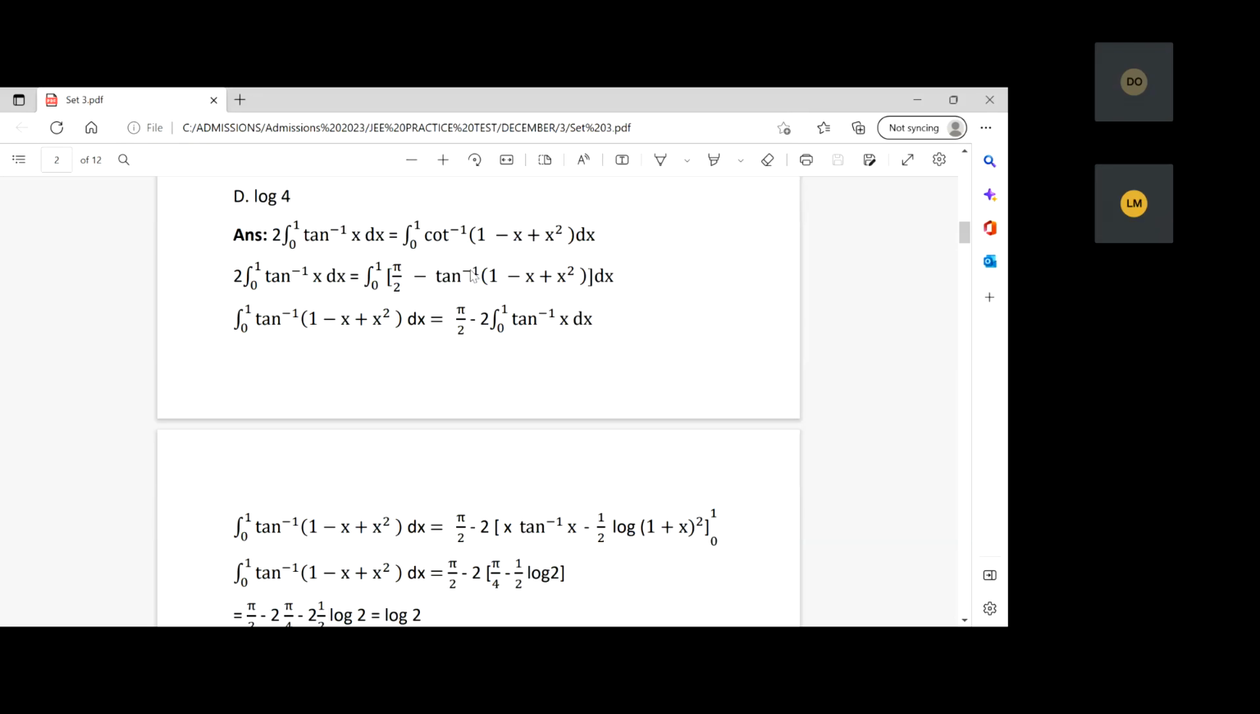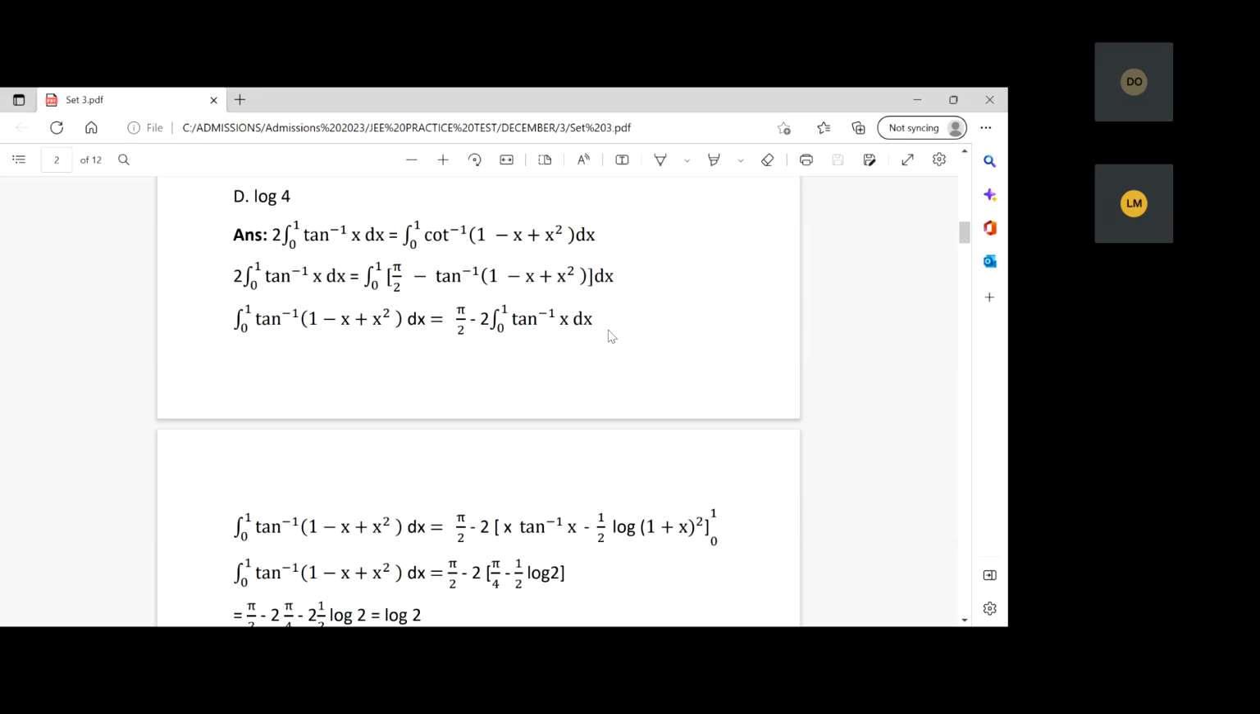You can write this as, I'm sorry, integral of 0 to 1 pi by 2 minus tan inverse of 1 minus x plus x square. So now how will you rearrange this? You can move this pi by 2 to this side. So how will this expansion look? Here it will be integral of 0 to 1 tan inverse of 1 minus x plus x square dx equal to, this side, pi by 2 minus 2 into integral of 0 to 1 tan inverse x dx.